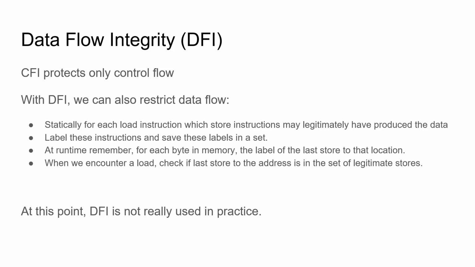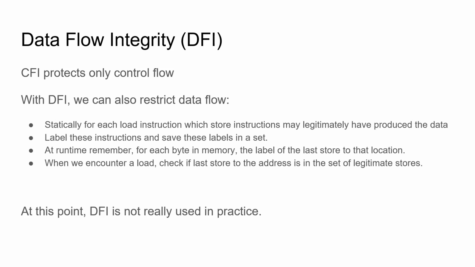The idea, again, is simple. For every load instruction, so everything that obtains a value from memory, we maintain which store instructions may have legitimately produced that data. So for every load instruction, we try to identify which store instructions that write to memory could, according to the legitimate flow of the program, produce the data that you're now using. And you make a table of that, and you maintain that.